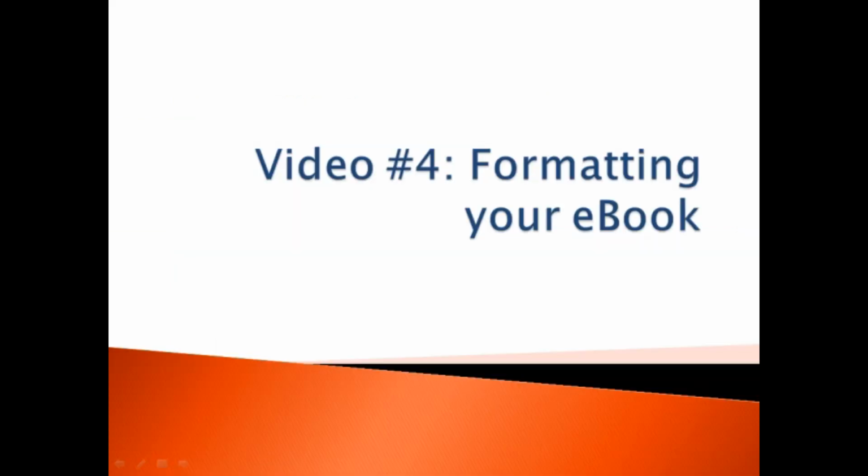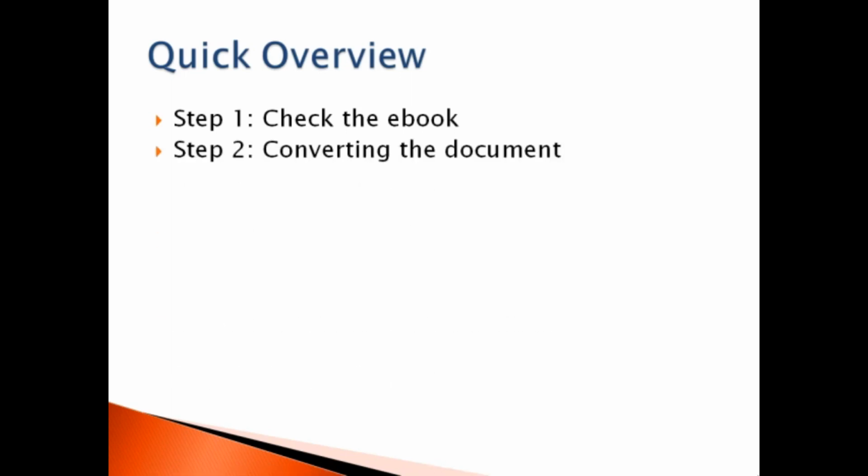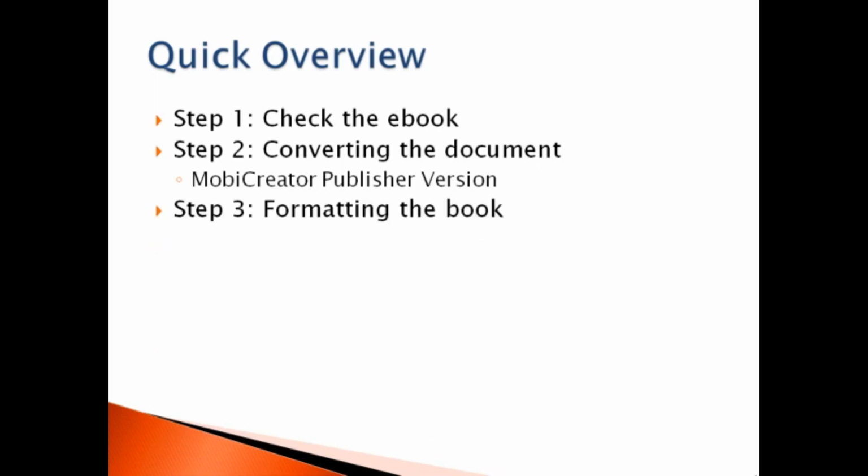Hello and welcome to video number 4, which is all about formatting your ebook. Before we actually dive into the first 2 steps, I want to talk about a quick overview. Step 1, we're going to check the ebook to make sure everything is okay. Step 2, we're going to convert the Word document to HTML, and we're going to be using a free software tool called Mobi Creator Publisher version. It's free. You don't have to invest any money. And then, of course, step 3 is we're going to be formatting the book one step further. So with that said, let's go ahead and get started.